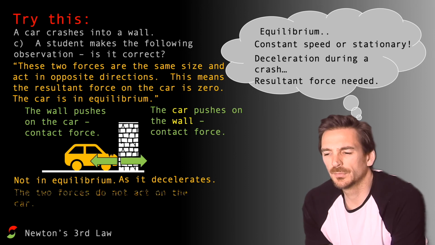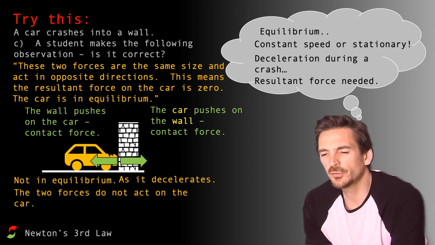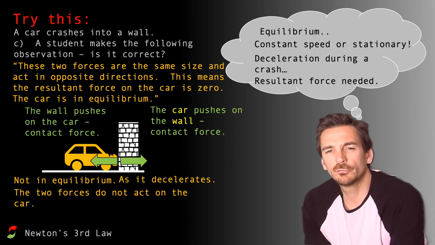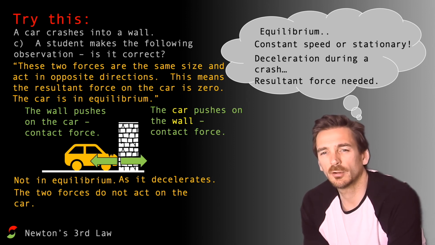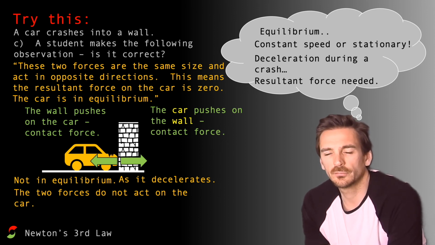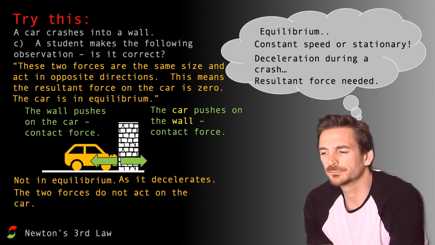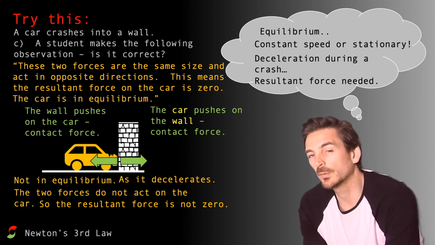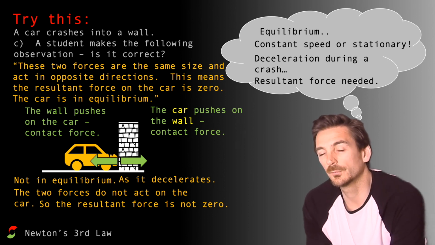But the thing is that the forces don't act on the same object. They're not both acting on the car. So the resultant force acting on the car can't be zero because one of those forces to the left is acting on the car. The other one to the right is acting on the wall. So there's no reason for those two forces to cancel each other out. So the resultant force is not zero because both forces don't act on the same car.